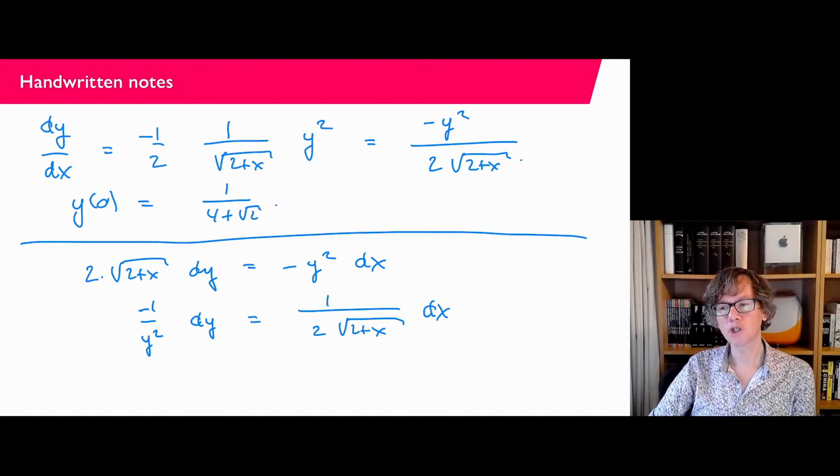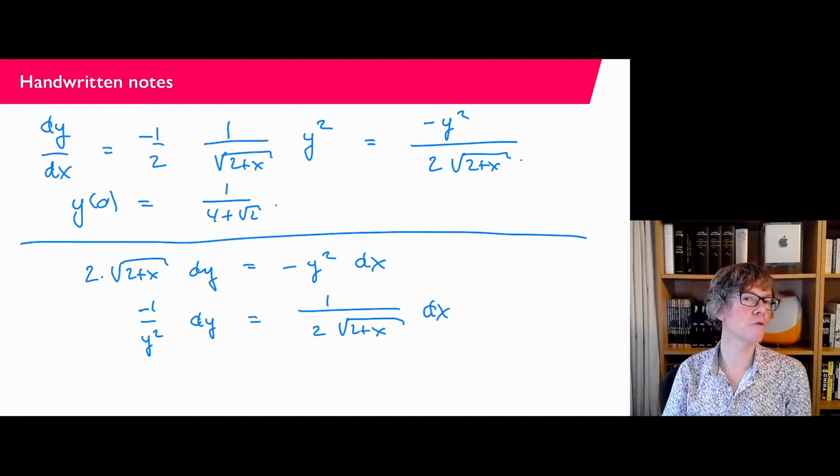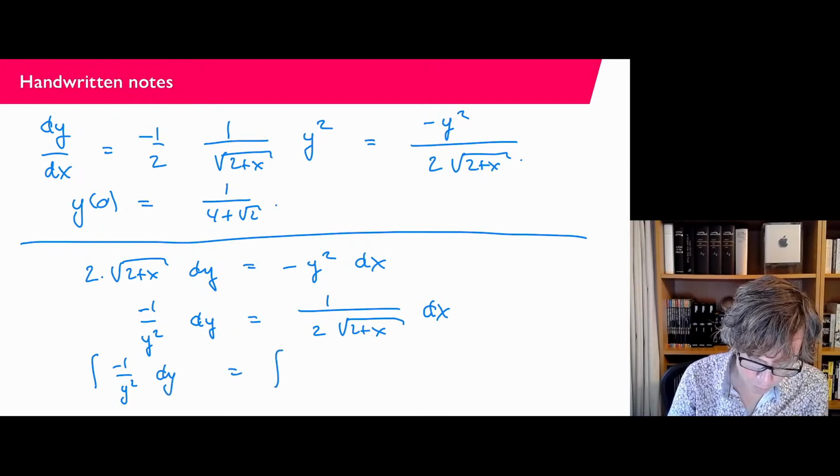So now we have separated the differential equation. We have moved everything with y on the left, everything with x on the right, and we do integration on both sides. So we just put an integration sign and we say the integral of minus 1 over y squared dy should equal the integral of 1 over 2 times the square root of 2 plus x dx.